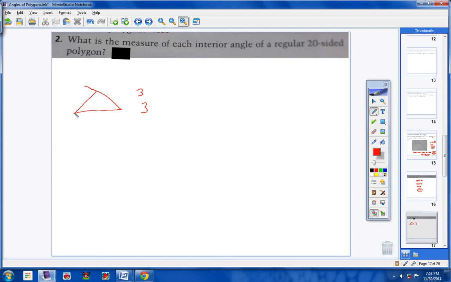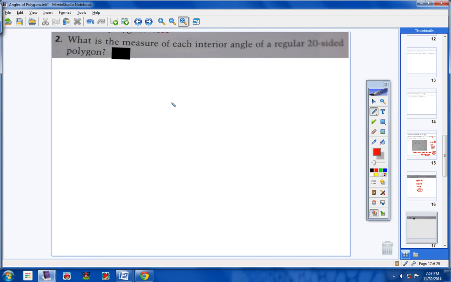Well, extend this side, extend this side, extend this side. 1, 2, 3. So a triangle has how many sides? 3. How many interior angles? 3. How many exterior angles? 3. Let me give you one more example.